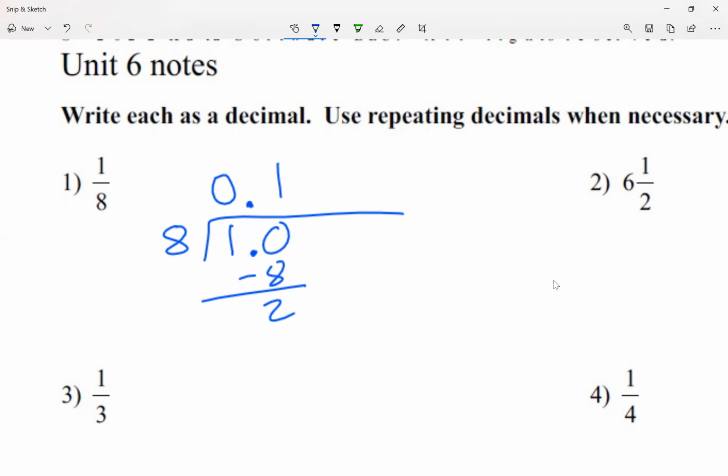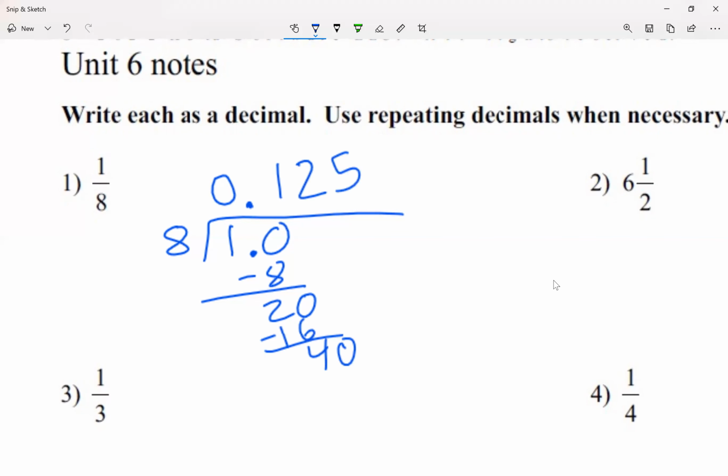Okay. So it's not a 0, so let me add. Remember, I can add as many zeros as I need. So now my question is, how many times does 8 go into 20? I know 8 times 2 is 16. When I subtract this, I get a 4. Okay, that's not 0, so let me continue. Now 8 goes into 40. I'm going to say 5 times because 8 times 5 is 40. When I subtract this, I get 0. So that's where I stop. My decimal is going to be 0.125.